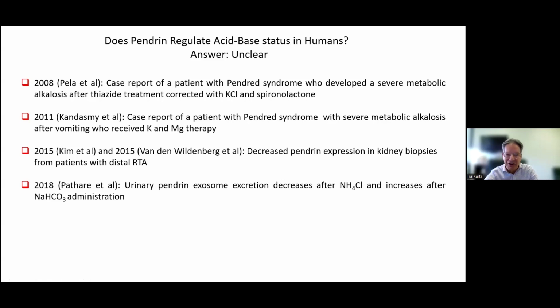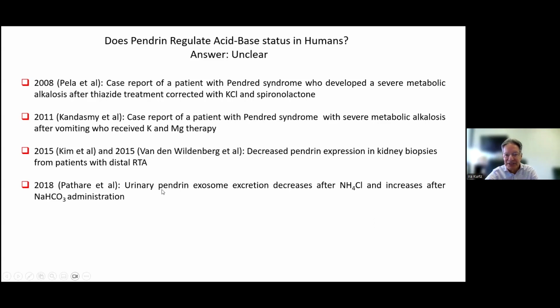If you already have RTA or a metabolic acidosis, you don't want to have pendrin working, because otherwise it's just going to get worse. You're just dumping more bicarbonate in the urine. So this seemed to be an adaptive response of the kidney, maybe, to help ameliorate the drop in the bicarbonate.